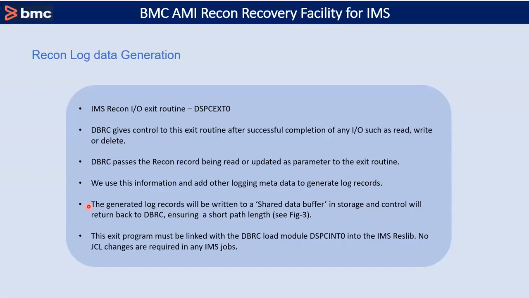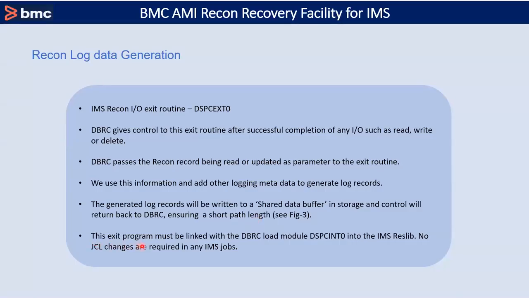So once we have generated these records, we write it to a buffer in storage, and then we return control back to DBRC. And this ensures a short path length. We have done some benchmarking here, and it's normally in the microsecond range, the whole process.